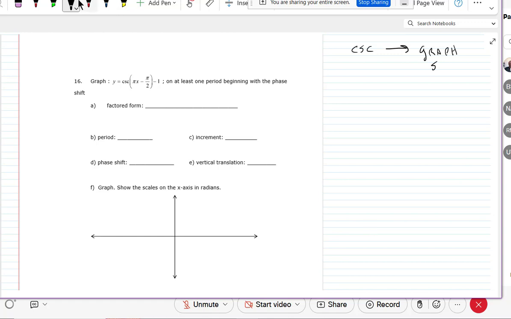First thing we have to do is factor. And it's really important, if it's not in a factored form, you always factor out whatever's in front of x. Okay, so this is going to go like this.